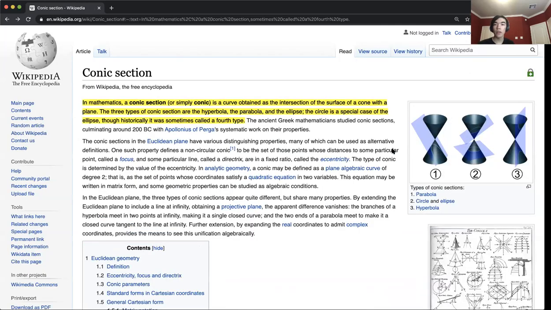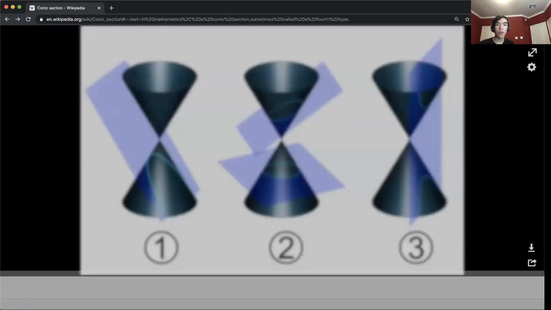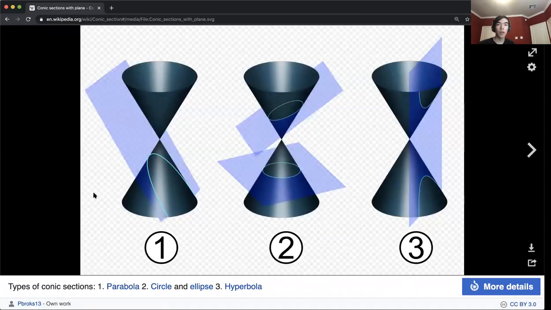Another important picture is this one. Conics are called conic sections, and the reason is that if you have two cones like this, all the conic sections can be formed by taking cross sections. Hence, you have cones, cross sections, hence conic sections. So 1 shows you the parabola, 2 shows you ellipses and circles, and 3 shows you hyperbolas.